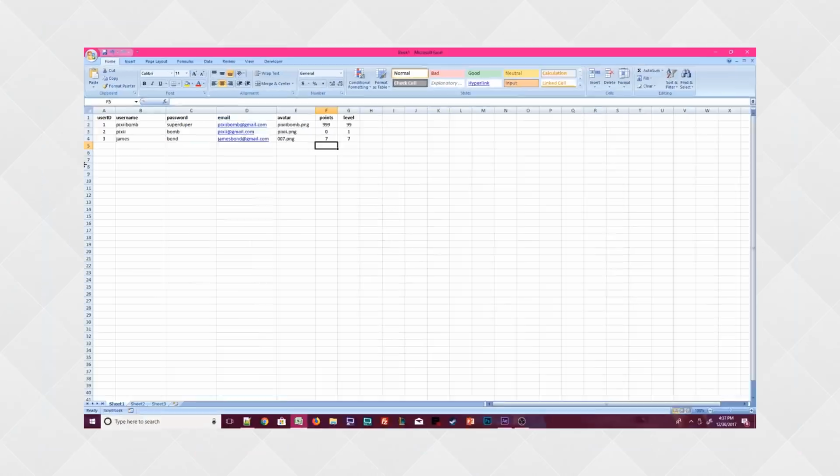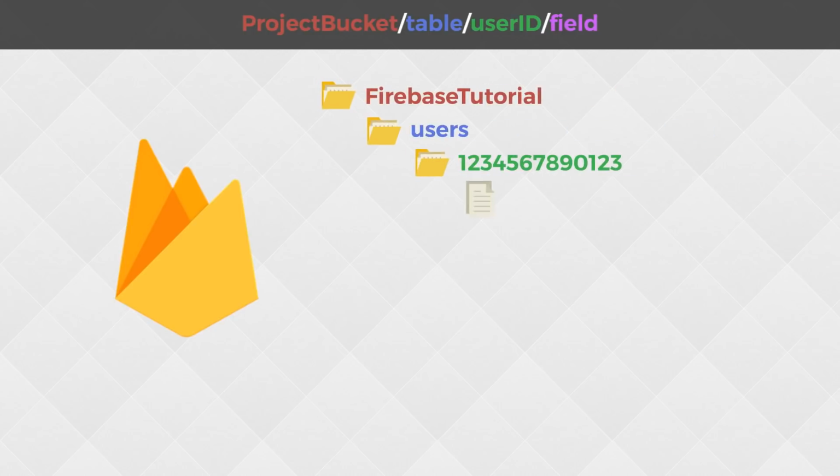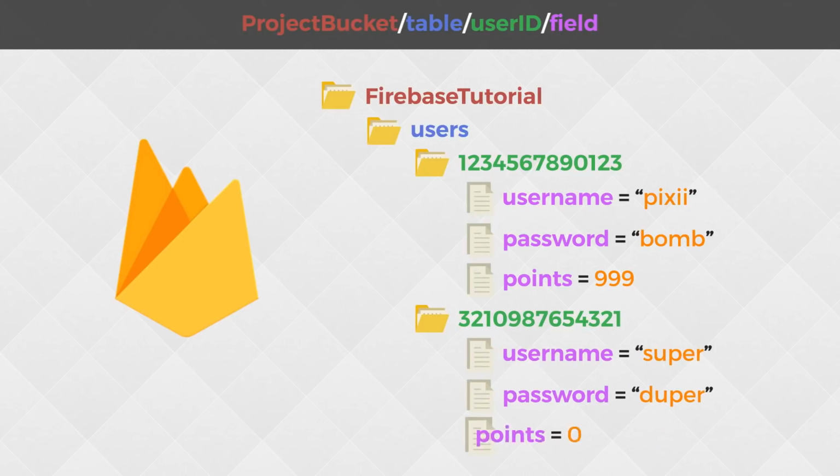Firebase is set up a little differently, and honestly, it can get kind of messy. As you saw with the push notification tutorial, the data in Firebase is set up as a hierarchy. We have one table called users, and in that table we'll have however many unique user IDs, and each user ID will have a username, password, and points field.